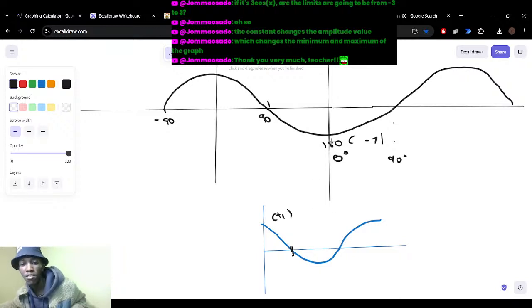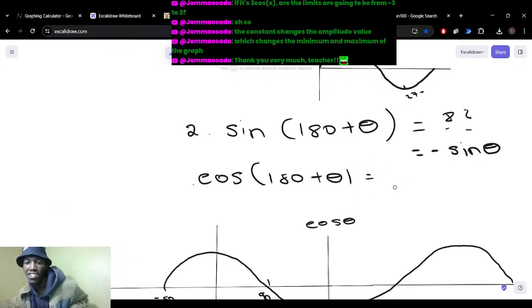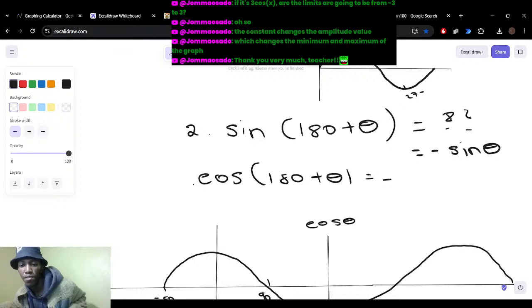So this graph is depicting an inverted cos graph, literally. This then means that cos 180 degrees is indeed equal to the negative of cos theta. So one goes up while the other goes down. So we have covered three reductions. Tomorrow we're going to start from this point of three reductions.